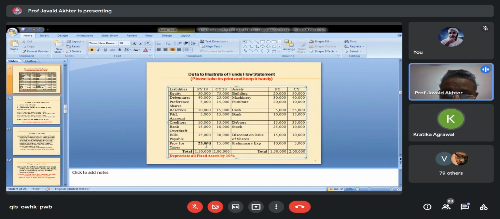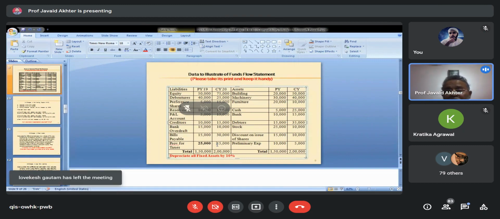If this particular part is agreed upon, if you all are convinced that this 25,000 rupees, in the absence of any further information, will be your application, then come to the next amount, 15,000. What is this provision of 15,000 rupees as on 31st December? Liability.